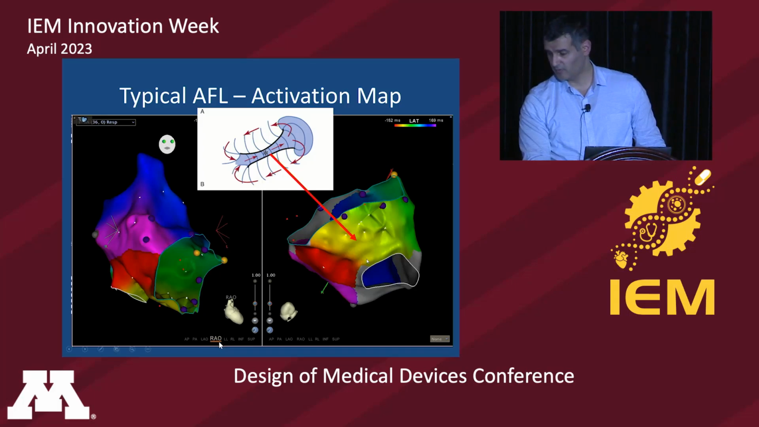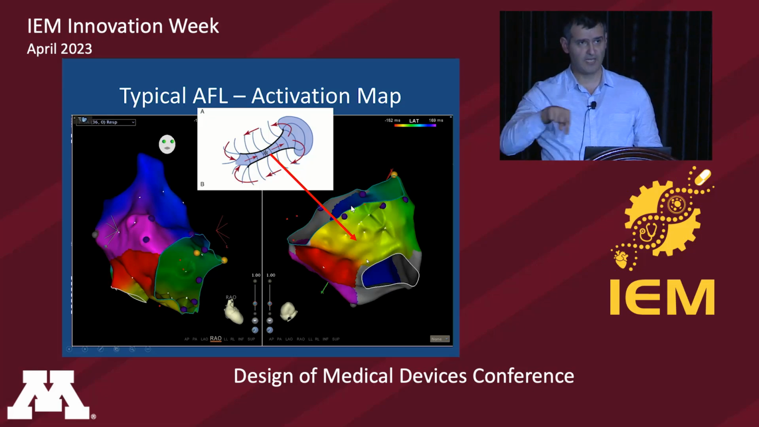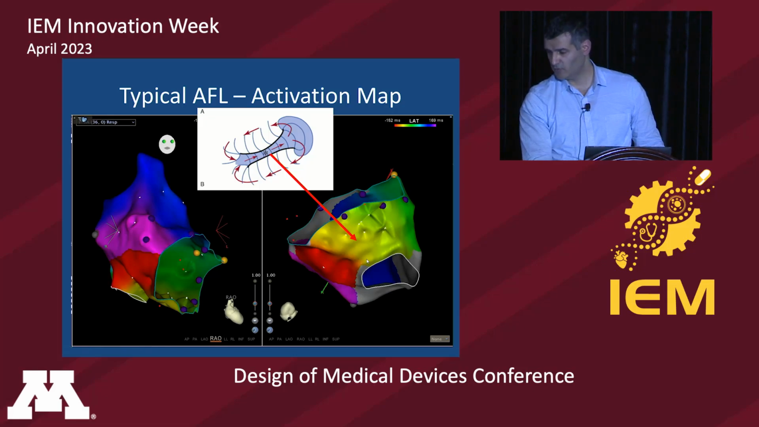Here is the isthmus. So this is the IVC. This is the tricuspid valve. As you can see, it needs that area to sustain itself. If you draw a line between here and here, you're going to break that circuit. It can't rotate anymore. Hence, you can cure that flutter.